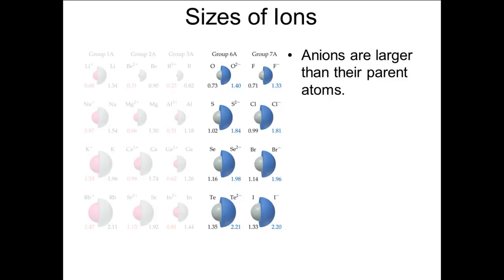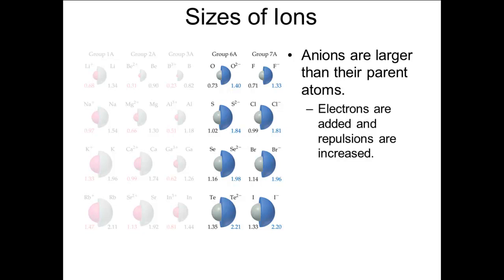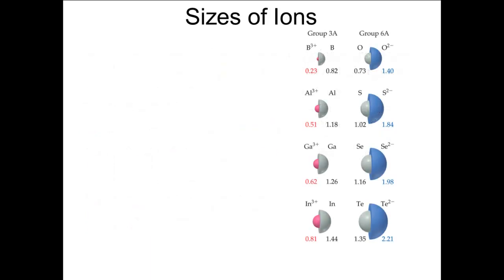For negative ions, the blue hemispheres on the right, they are larger than the neutral atom, the gray hemispheres on the right, because there are more electrons for the same nuclear charge. This increases the repulsions and pushes the electrons further away from the nucleus. This is the easy comparison.